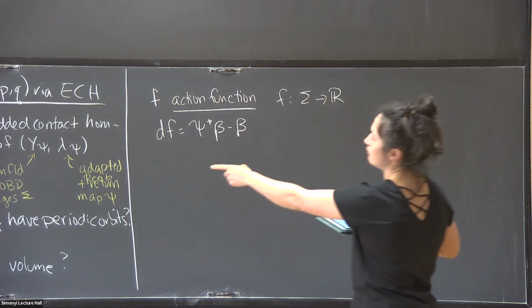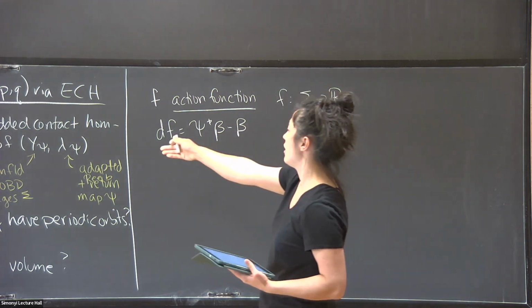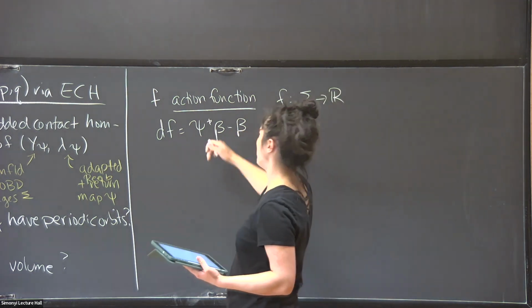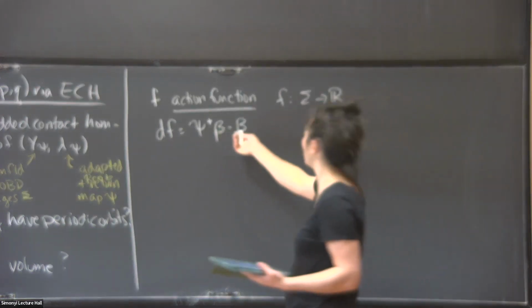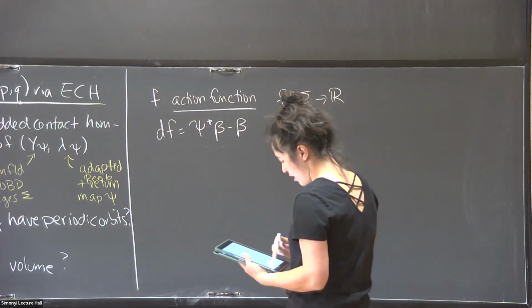So already, I don't necessarily think that I can answer these types of questions with my tool of ECH if I have just any diffeomorphism and any primitive of my symplectic form, because this might not be exact as a homology, cohomology class.